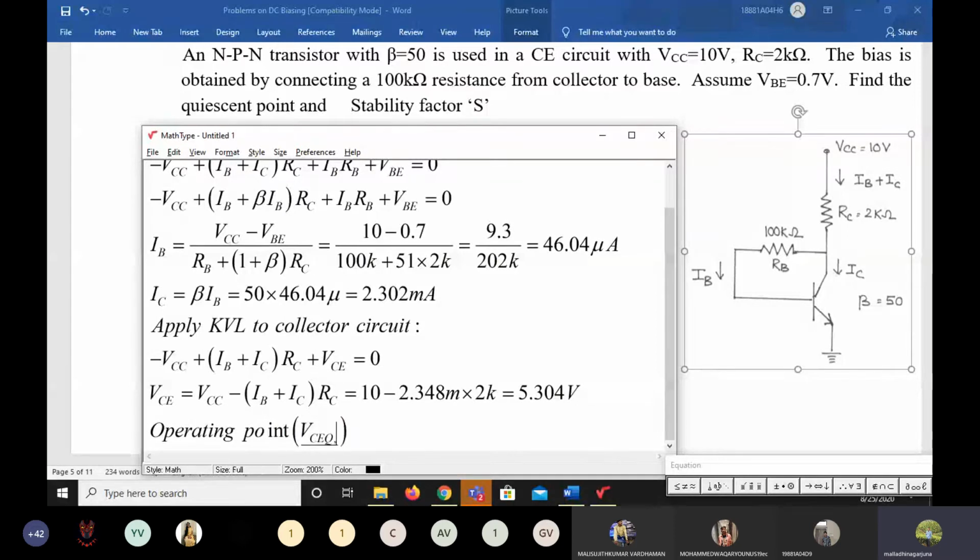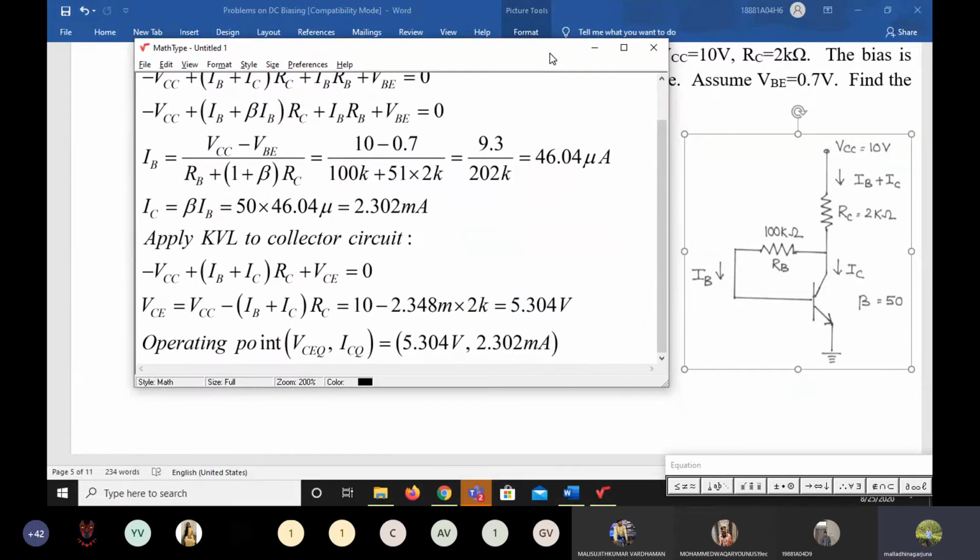So VCEQ is equal to 5.3 volts, and ICQ is 2.3 milliamperes. This is your operating point.